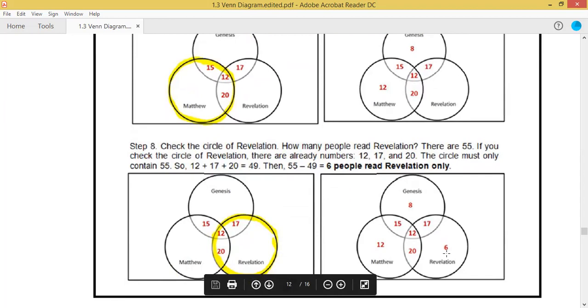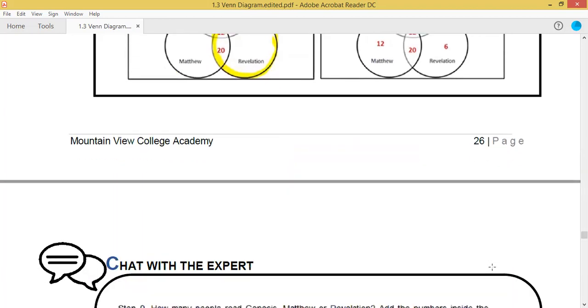Now this time, we need to ask the last one. How many people did not read Genesis or Matthew or Revelation? So we add all.